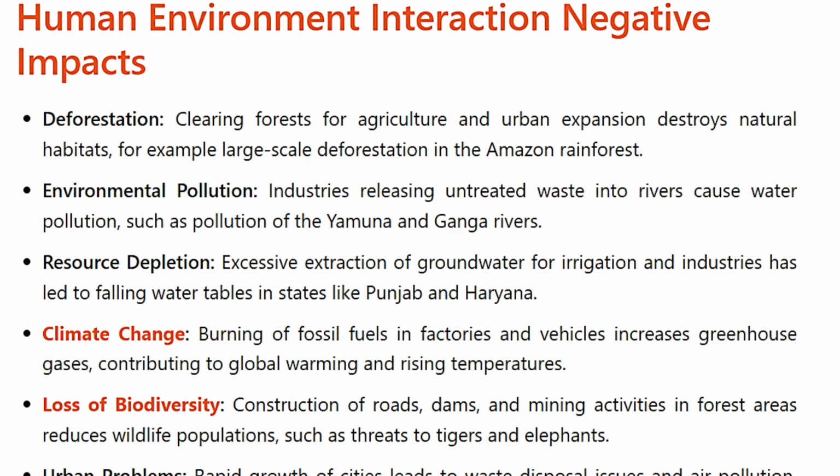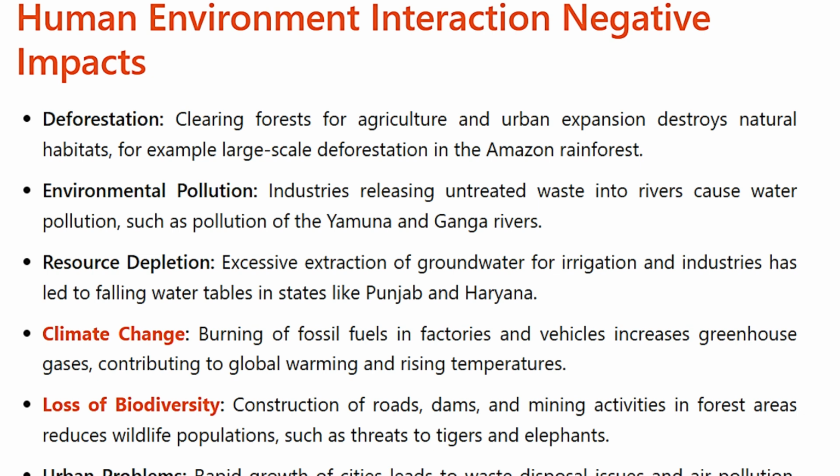Human-environment interaction: negative impacts. Deforestation: clearing forests for agriculture and urban expansion destroys natural habitat. For example, large-scale deforestation in the Amazon rainforest. Environmental pollution: industries releasing untreated waste into rivers cause water pollution, such as pollution of the Yamuna and Ganga rivers.